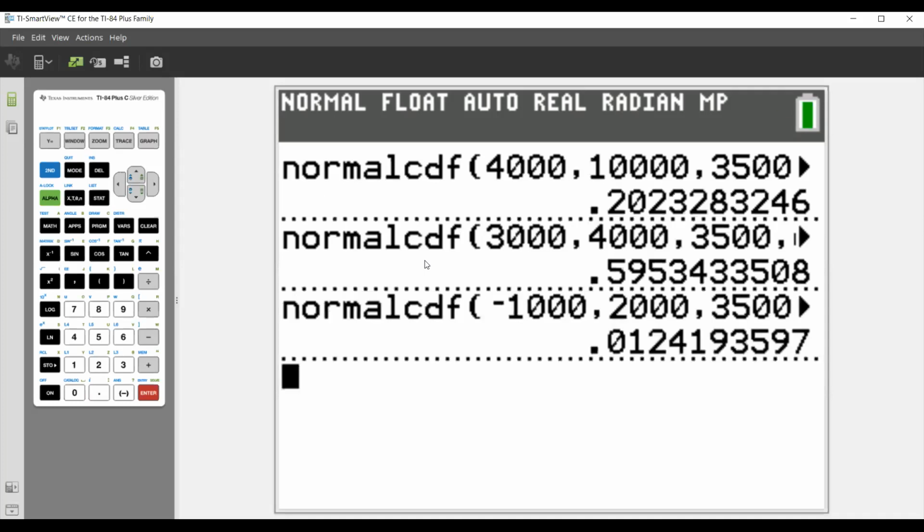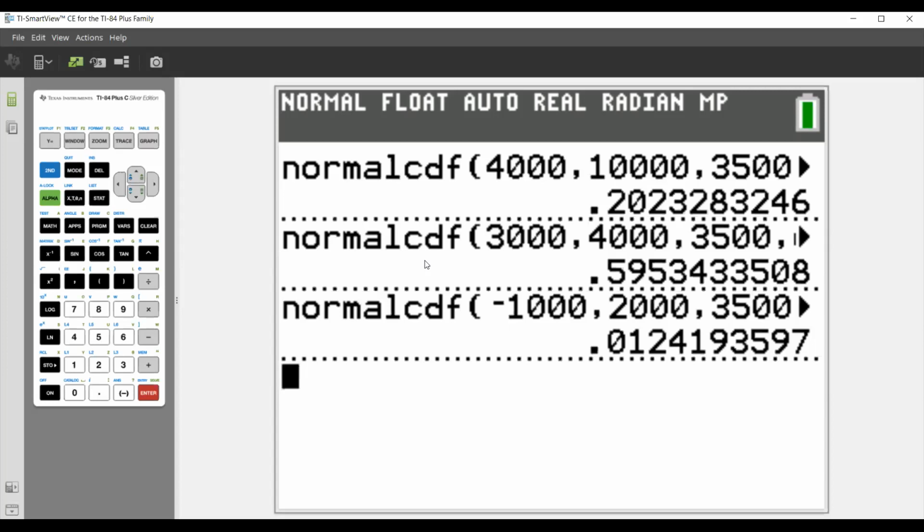0.0124. So we'd say something like about 1.2% of all babies born in Canada would weigh either less than 2,000 grams or greater than 5,000 grams. Very small percentage of babies are either going to be too little weight or going to be weighing too much.